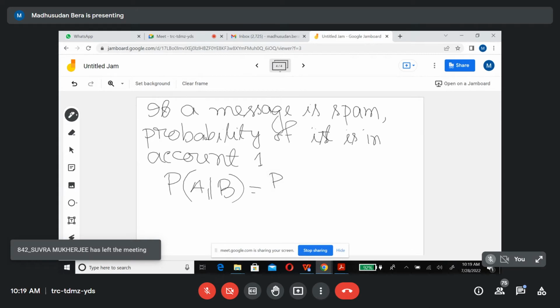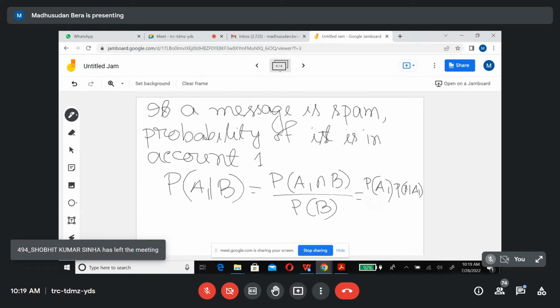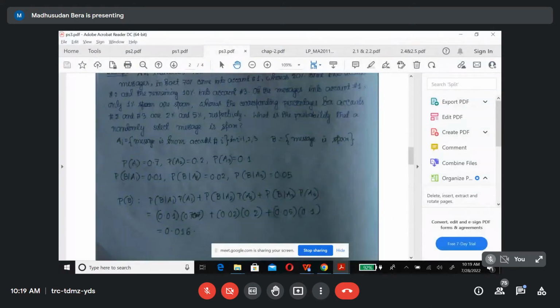What is the formula? P of A1 intersection B divided by P of B. P of B you already know. Now P of A1 intersection B will be P of A1 into P of B given A1. All those things are given, so from that you can write. So definitely some question will be there on the application of Bayes theorem. Again I am telling, Bayes theorem. What is Bayes theorem?